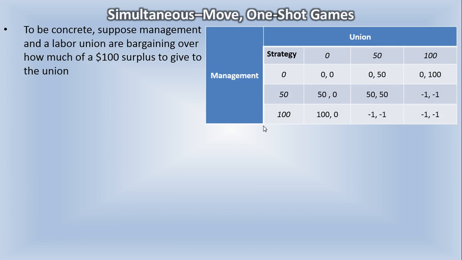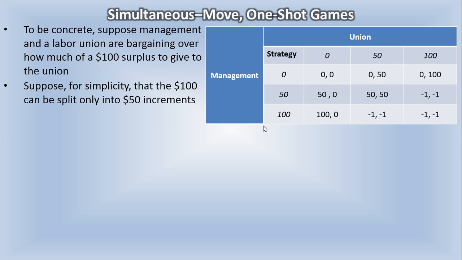So suppose that management and a labor union are bargaining over how much of a $100 surplus to give the union. So we have management here and the union here. This one's a little bit more complicated. Each one has 3 different strategies versus 2 different strategies. Suppose for simplicity that the $100 can be split only into $50 increments. So it's either going to be $100, $50, or $0.